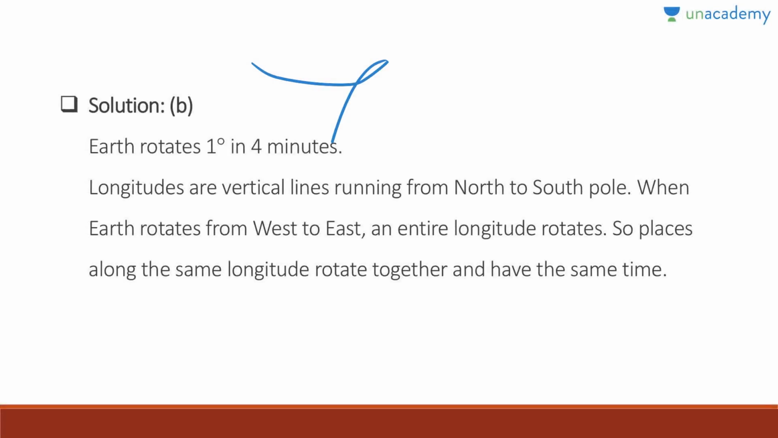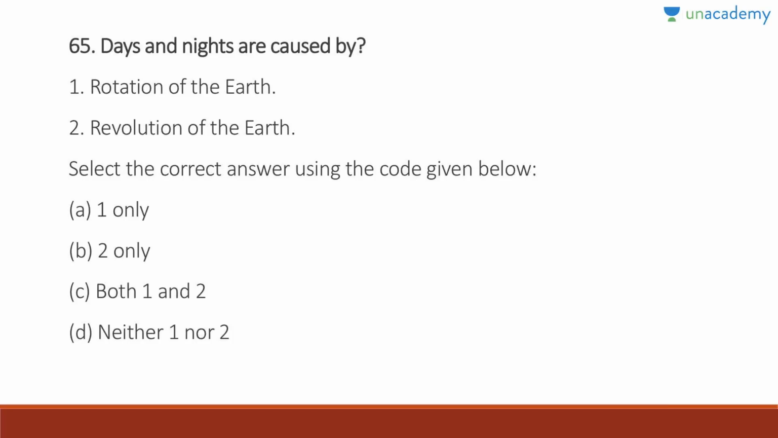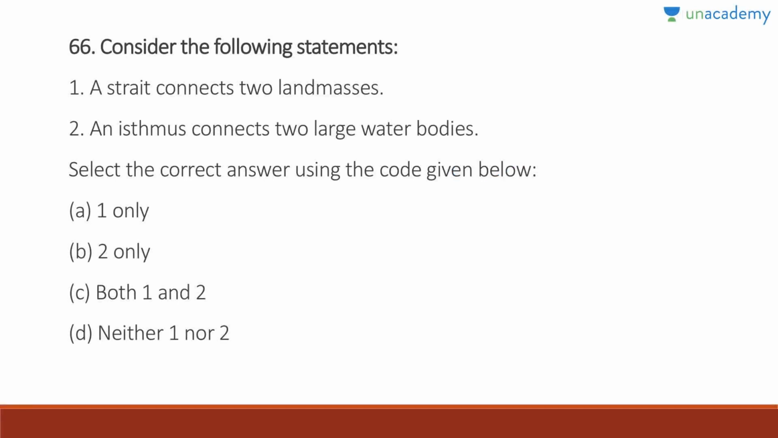So longitudes are vertical lines running from north to south poles, and when Earth rotates from west to east, an entire longitude rotates. So places along the same longitude rotate together and have the same local time. Question number 65. Days and nights are caused by which of the following? Revolution of the earth has nothing to do with days and nights. It is because of its rotation that days and nights happen. So the answer here is A, rotation, one only. Days and nights are caused by the rotation of the earth, and change in seasons is caused by the revolution of the earth.